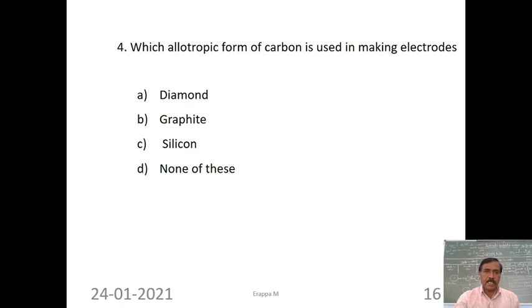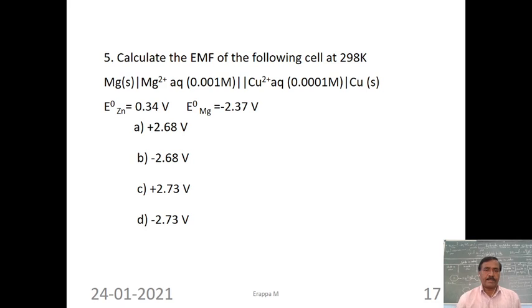A is the answer. Number 4, which allotropic form of carbon is used in making electrodes? A is diamond, B is graphite, C is silicon, and D is none of these. The answer for this question is B, that is graphite.